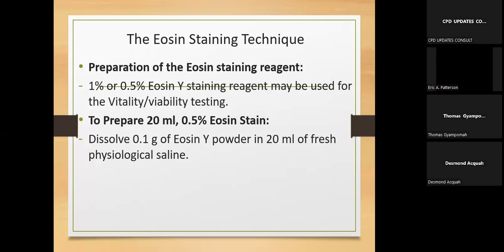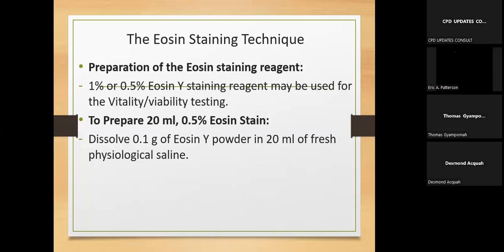If you divide your 0.5 by 5, what do you get? 0.1. Great. So if you weigh 0.1 gram of your eosin Y and dissolve it in 20 mils, you are still going to get your 0.5%. That is all. These are basic reagent preparation techniques.